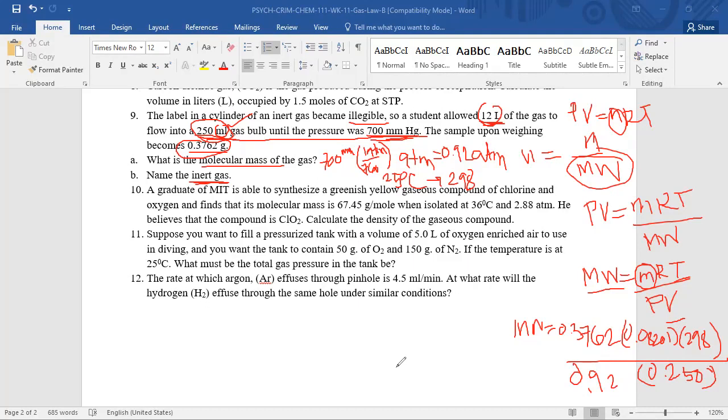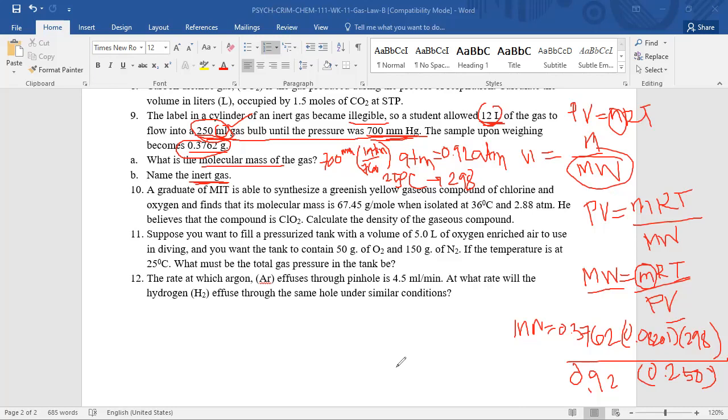So, 0.3762 times 0.08201 times 298 divided by etong 0.92, and then the volume 0.25. So, makukuha natin na molecular weight is 39.97. So, tignan natin kung alin ba sa mga gases sa periodic table, sa inert gases yung 39 point, ay nakuha ko, 39.97.